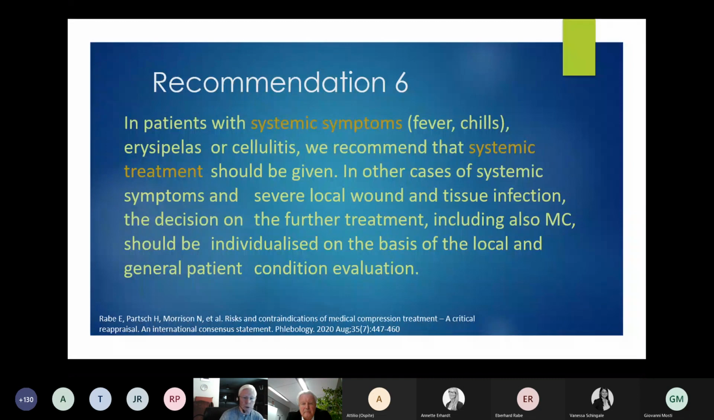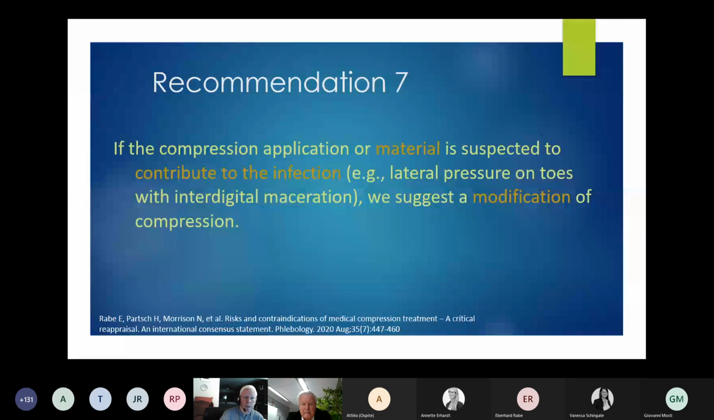However, in those more severe patients with systemic symptoms of erysipelas or cellulitis, we recommend that systemic treatment should be given to these patients. If the compression application or material is suspected to contribute to the infection, we suggest a modification of the compression. However, we should note that there is no evidence that well-applied compression causes or aggravates infection. And I appreciate Dr. Erhardt Rabe's comments along those lines.